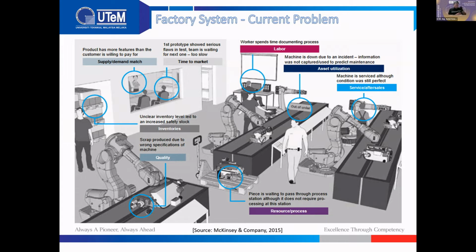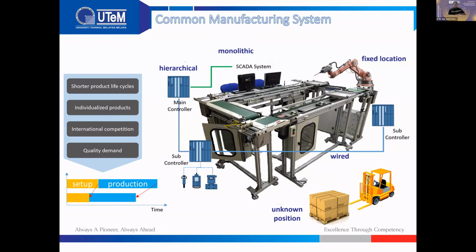Even though some of the machines are still working fine, they are under maintenance and so on. The current common manufacturing system, such as monolithic, fixed location, with a wired and hierarchy architecture with a subcontroller, and also unknown position of the product, is not able to cater to a shorter product life cycle, individualized product, international competition, and also quality demand.